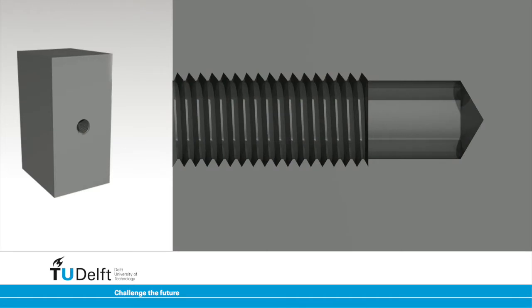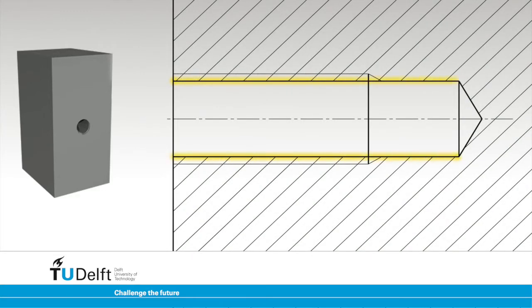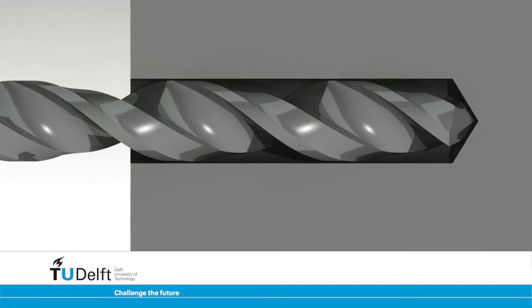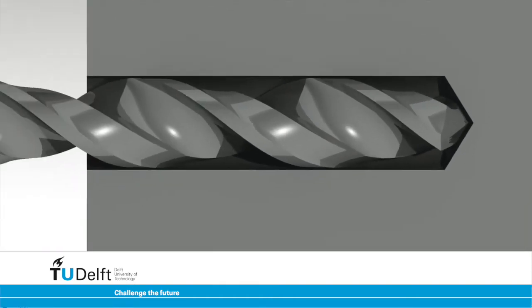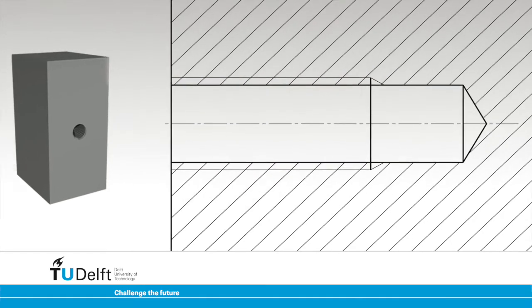A blind hole with thread in a section will typically look like this. The thick continuous lines show the contour of the drilled hole. A cone is created by the tip of the drill at the bottom of the hole. The projected outlines of the cone form a triangle. The thin continuous lines indicate the major diameter of the thread and stop before the end of the hole, thus leaving space for the drill tip.